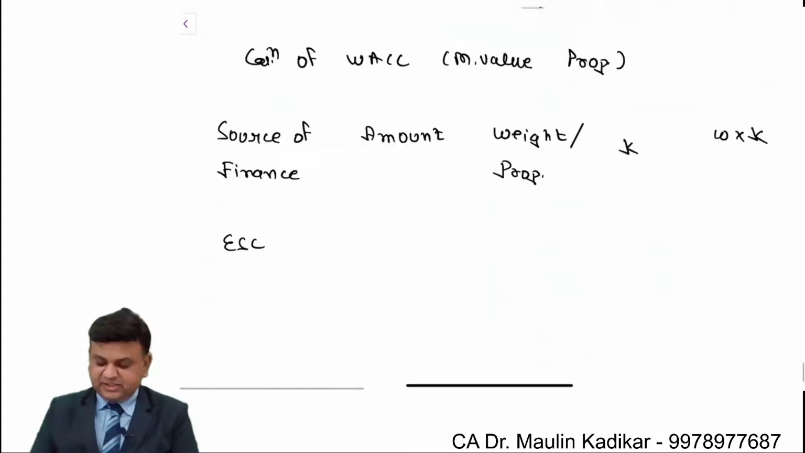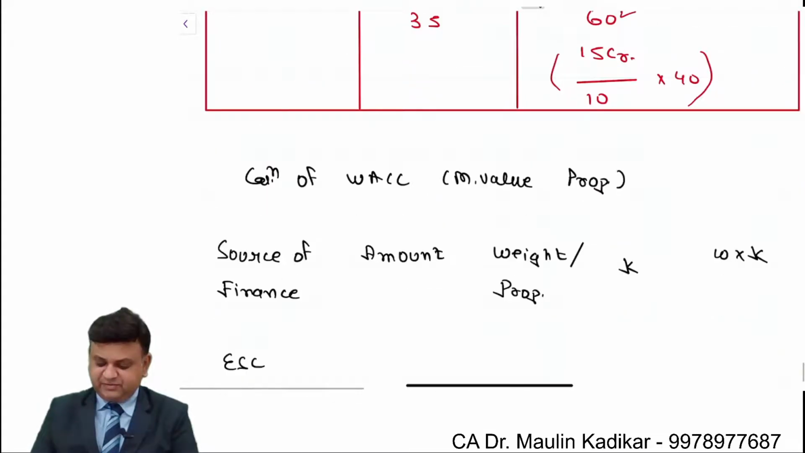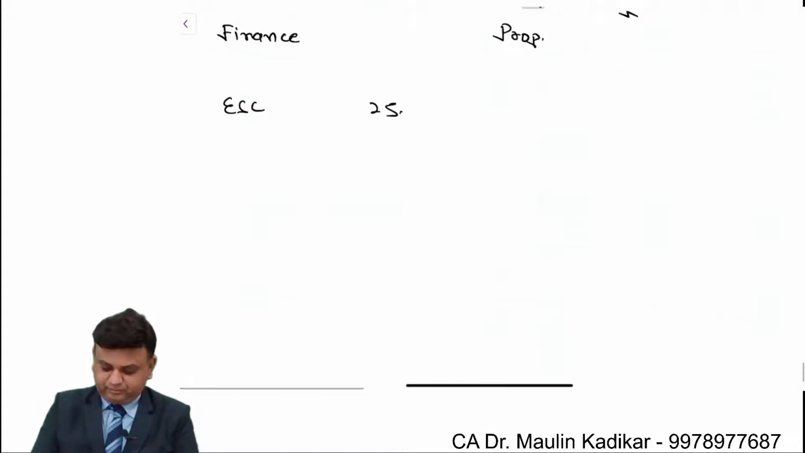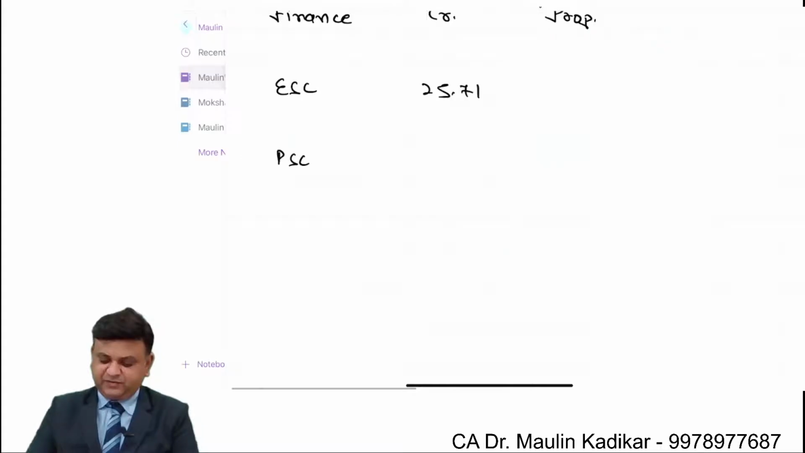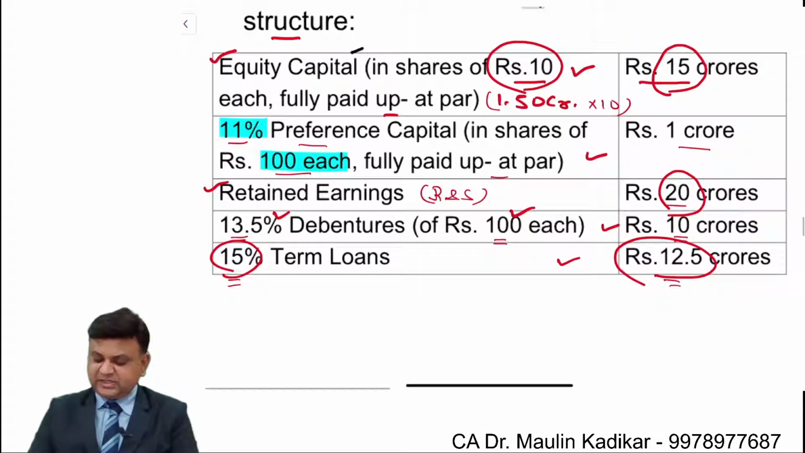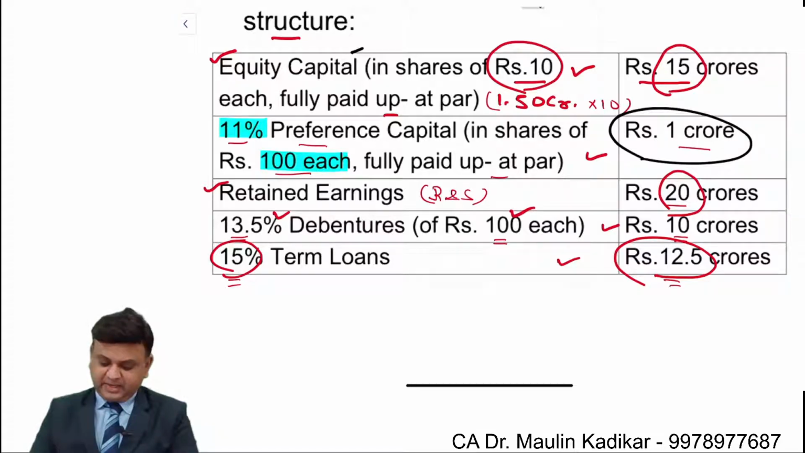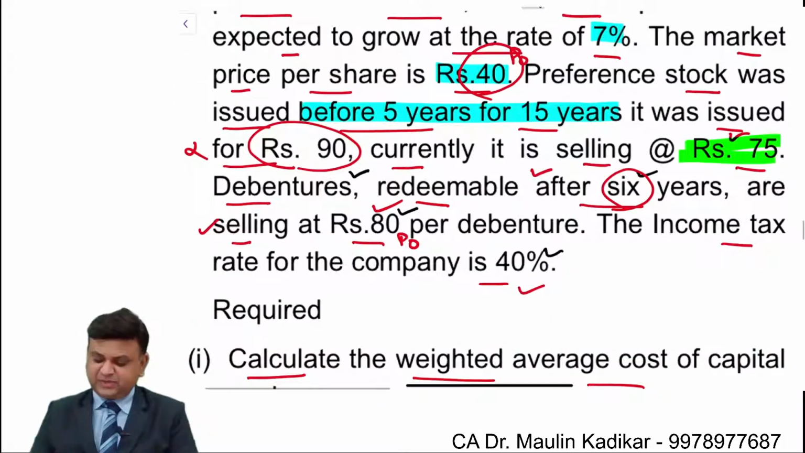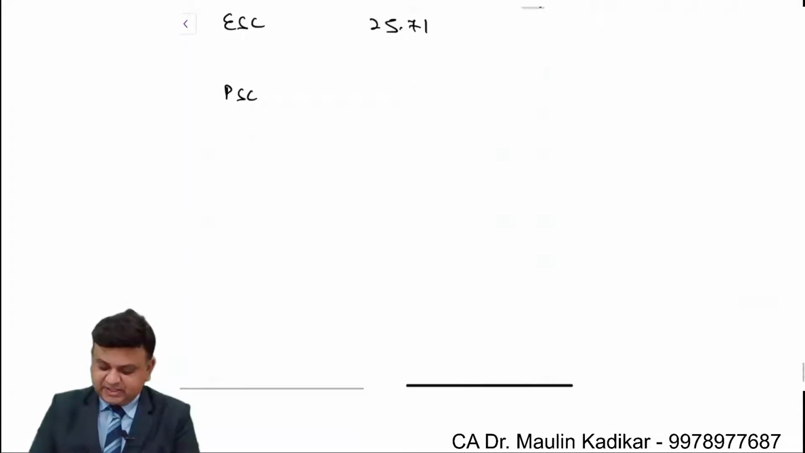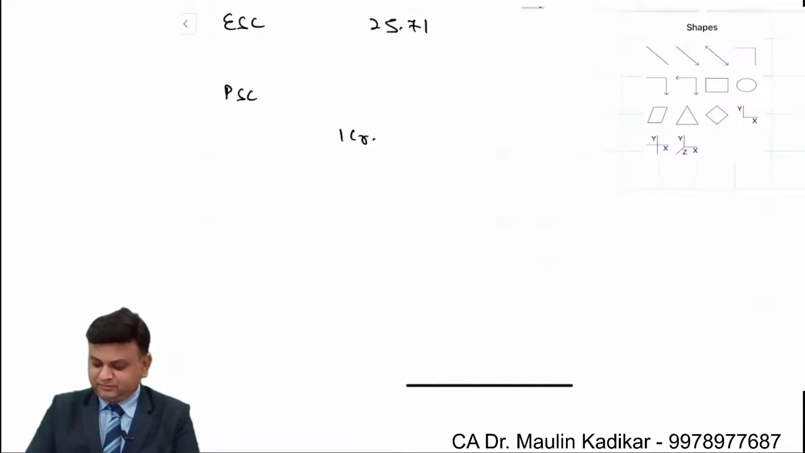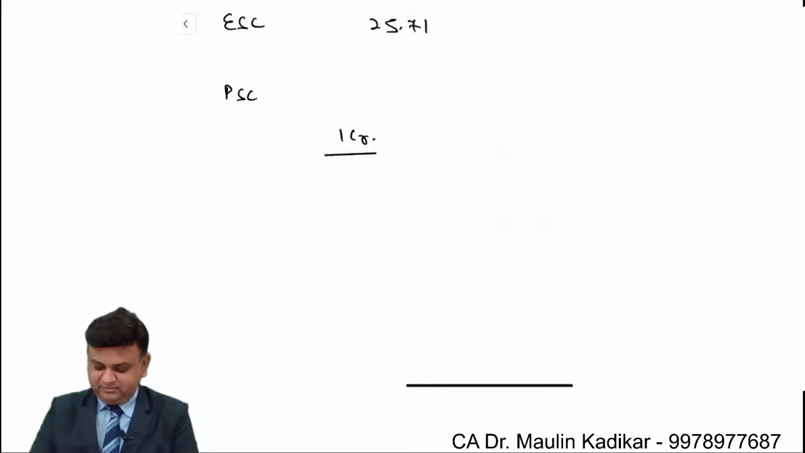So we start with the equity share capital. It is 25.71 crore. Next is preference share capital, which has a face value of 1 crore divided by 100. That will give the number of preference shares, multiplying with the price per preference share, which is 75. So it is 1 crore divided by 100 into 75. That comes to 0.75 crore.